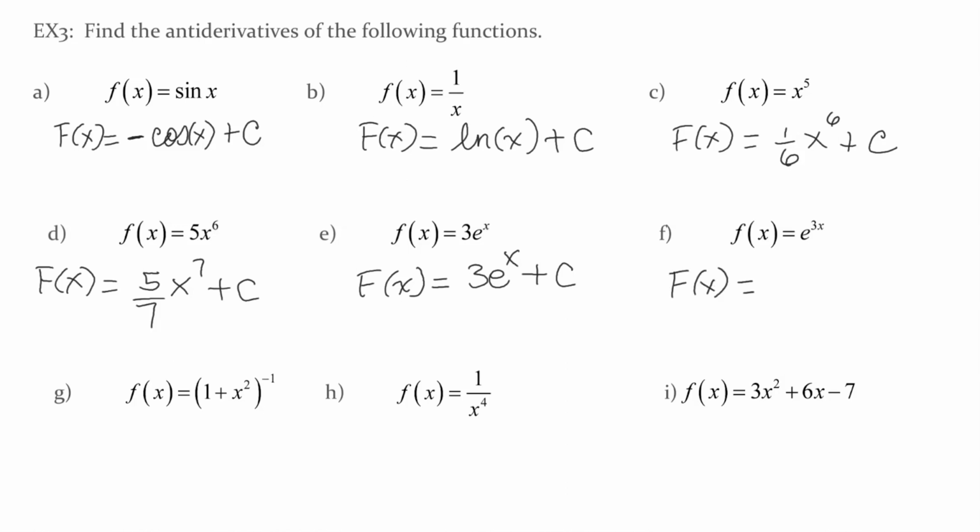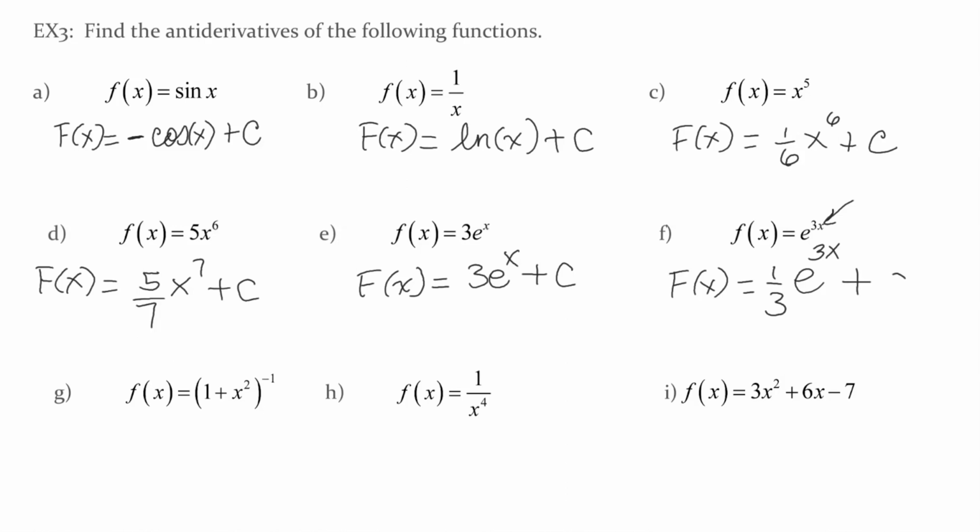Well, f of x is e to the 3x. If we were to just leave it as e to the 3x, and we were to take the derivative, the chain rule would have to apply, so it would be e to the 3x multiplied by 3. But given this little f of x right there, I don't have the 3. So I have to undo that multiplying by 3 by dividing by 3. So I would have 1/3.